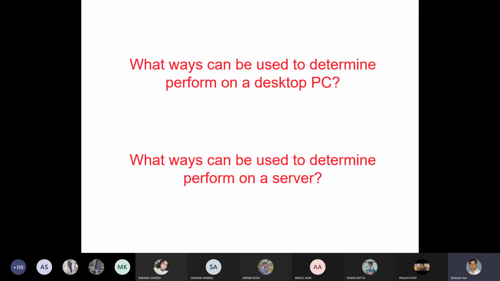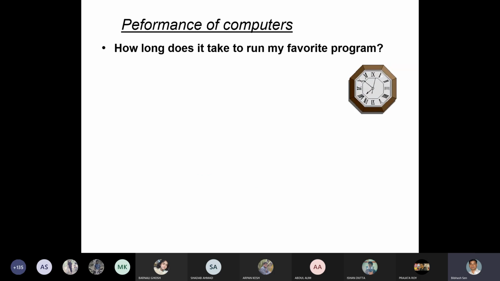So what ways can be used to determine the performance of a desktop PC, or of a server? Can the same metric be applied to both? I think not. For a server, throughput or instant reply, that is, the execution of the instruction, is a very important point. But for a desktop, only successful execution of the task assigned to it is the main criterion. Then automatically you will find two more things. How long does it take to run my favorite program? That means CPU time. Again, you will find response time, and again batch throughput. My question: CPU time and response time, are these the same?